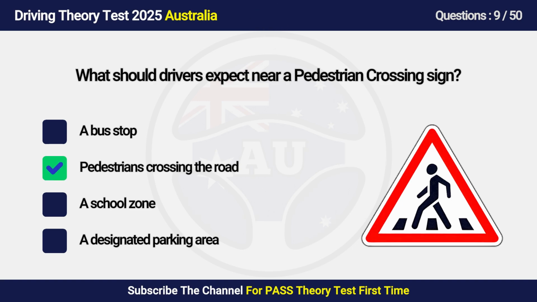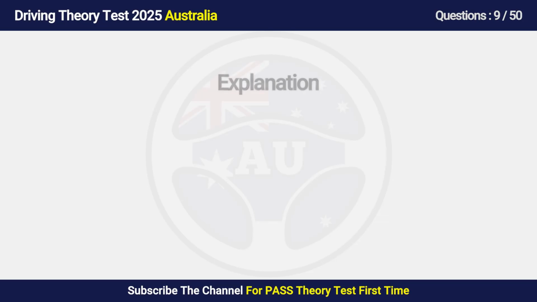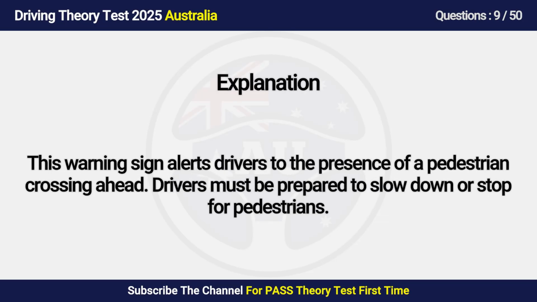Answer is B. Pedestrians crossing the road. This warning sign alerts drivers to the presence of a pedestrian crossing ahead. Drivers must be prepared to slow down or stop for pedestrians.